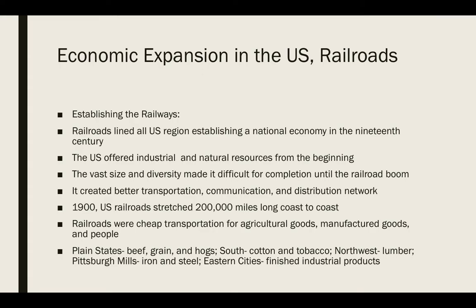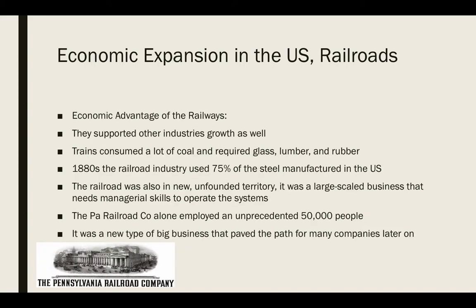In the 1900s, U.S. railroads stretched for about 200,000 miles long, which was essentially coast to coast. Railroads were cheap transportation for agricultural goods, manufactured goods, and people. So the Plain States was able to transport beef, grain, and hogs. The South was able to transport cotton and tobacco. Northwest was able to transport lumber. Pittsburgh was able to transport iron and steel from their mills. And the eastern cities were able to transport their finished industrial products all at a cheaper cost than from previous.